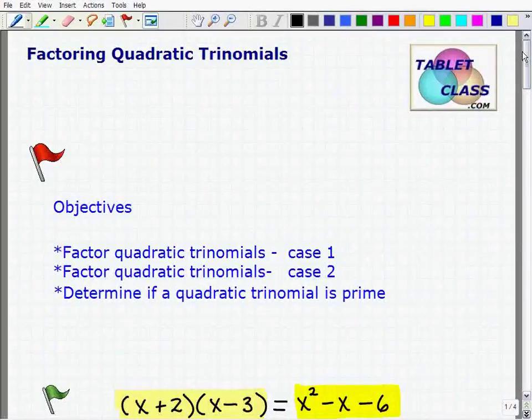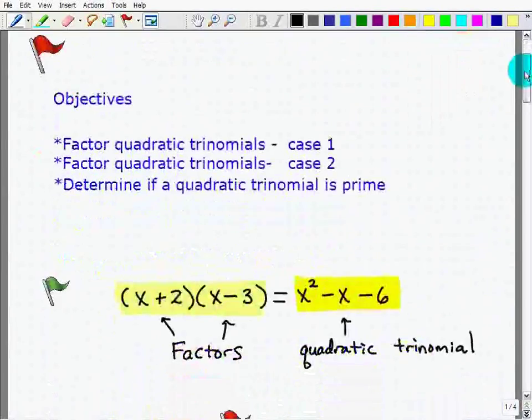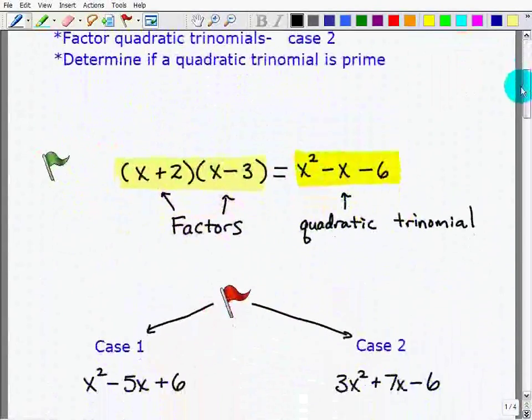So we'll take a look at how to factor each case, and then the last thing is we'll determine if a quadratic trinomial is prime, meaning that it cannot be factored. So let's get right to it. We've got a lot to cover here.